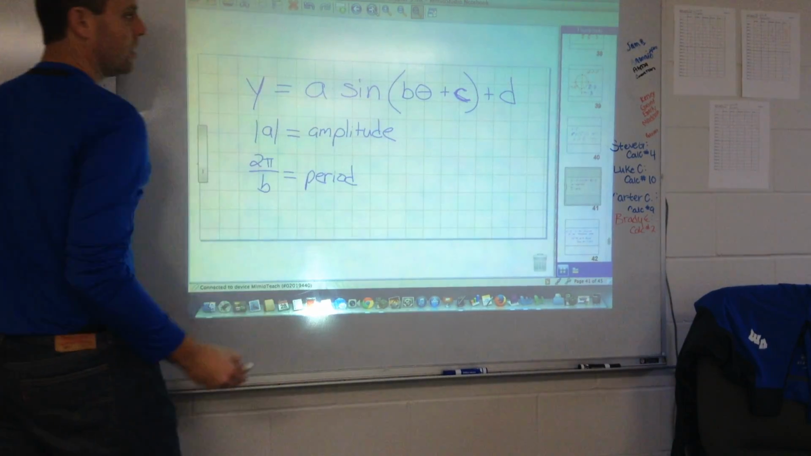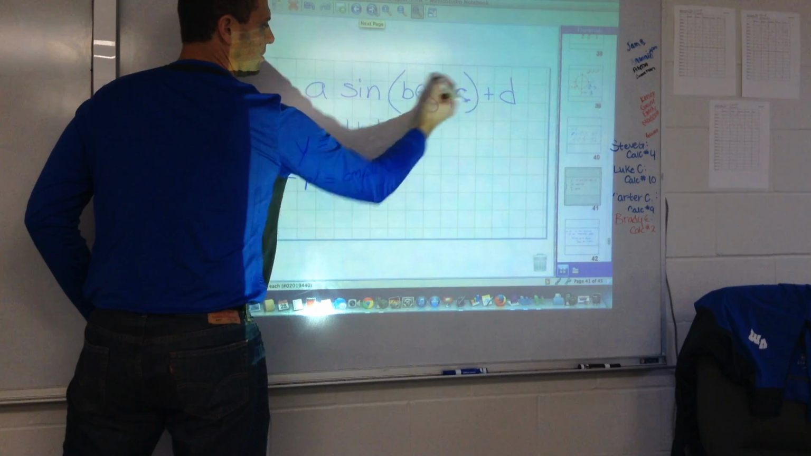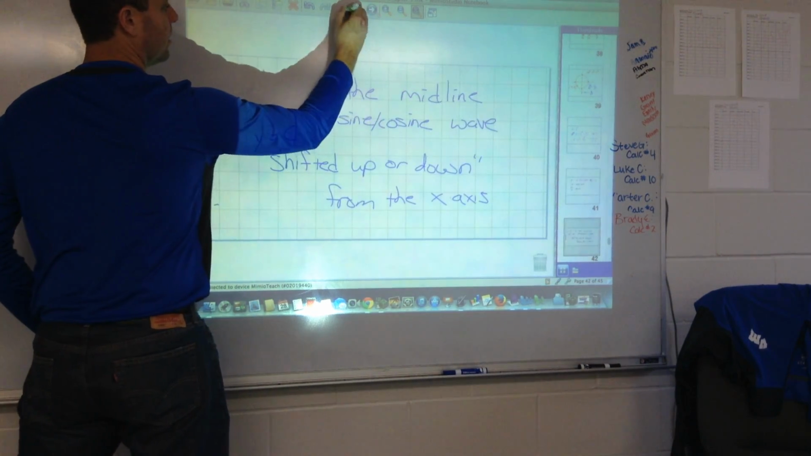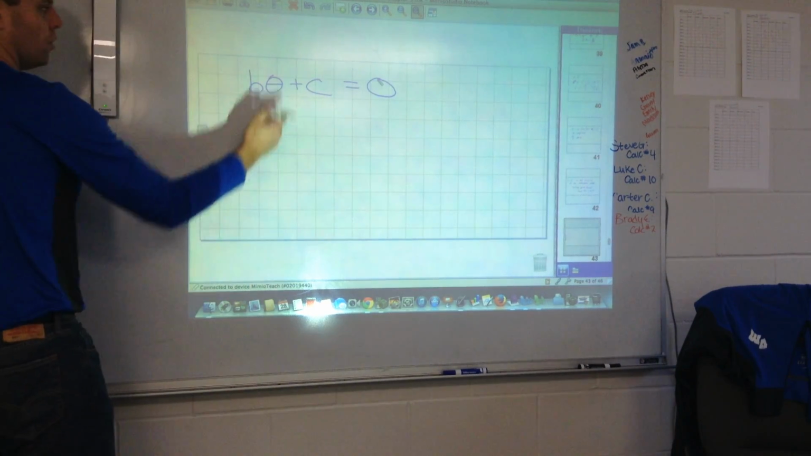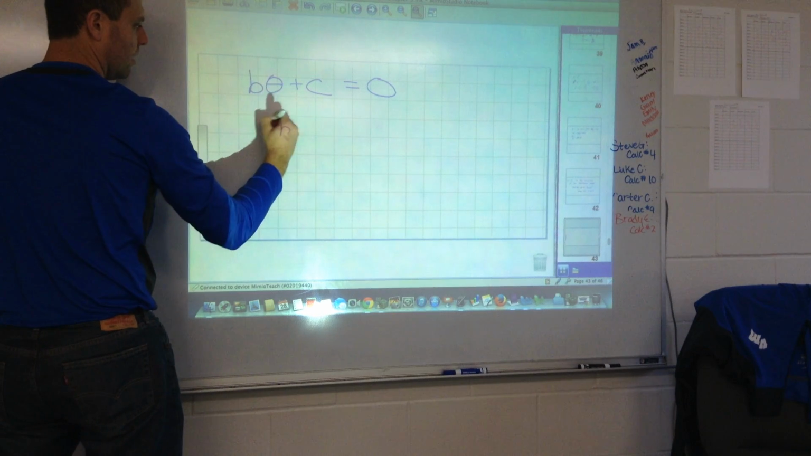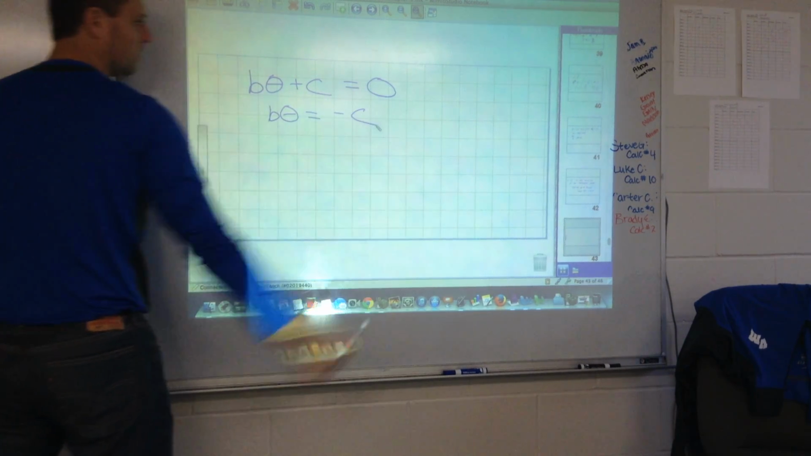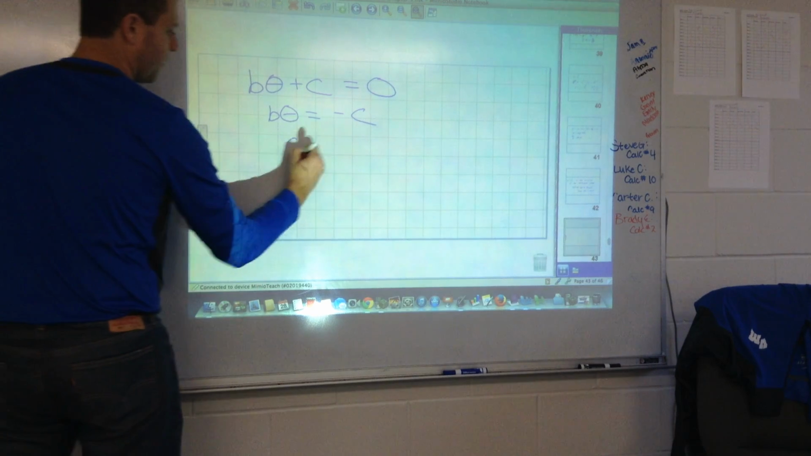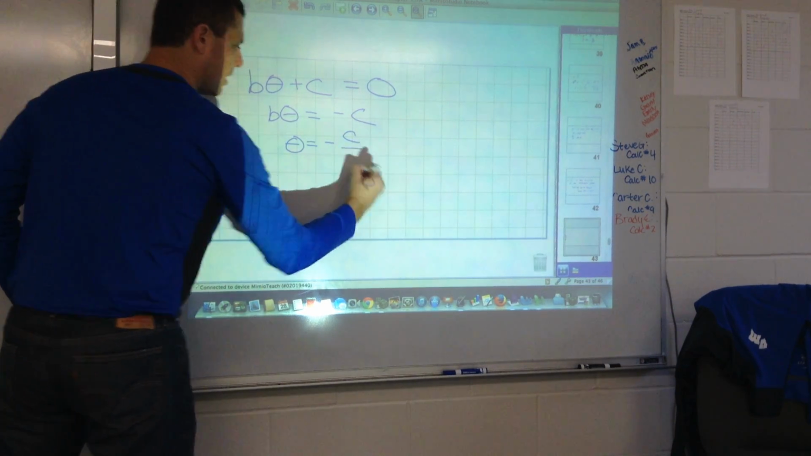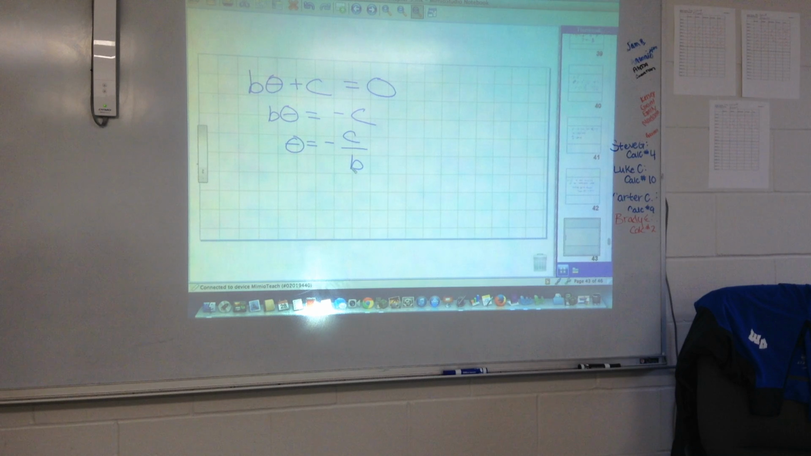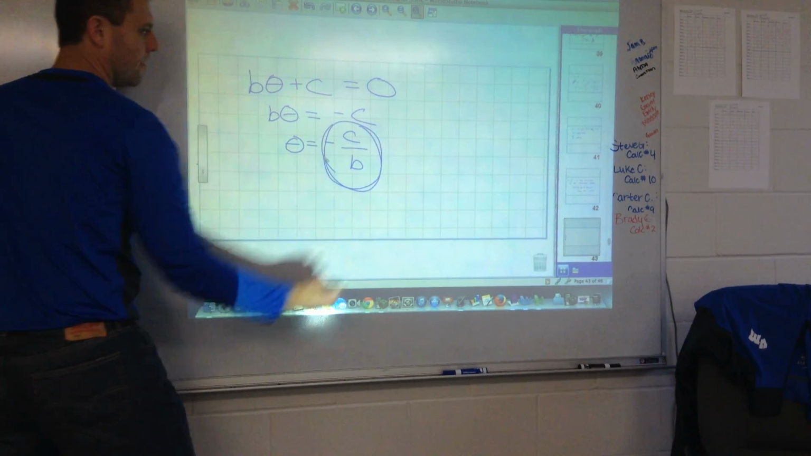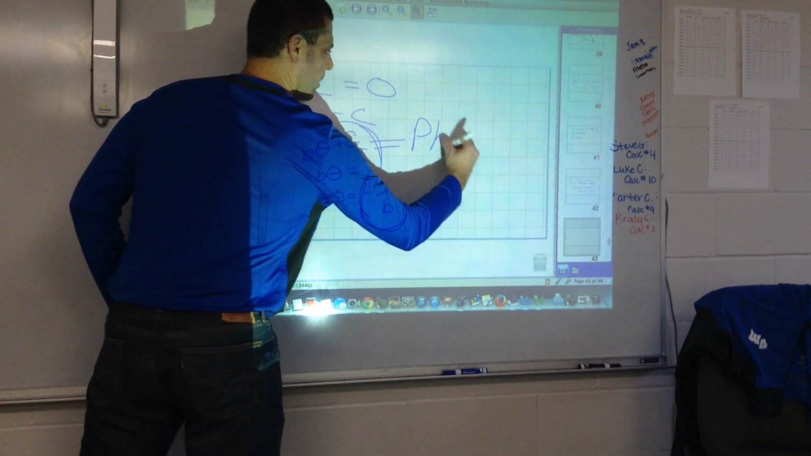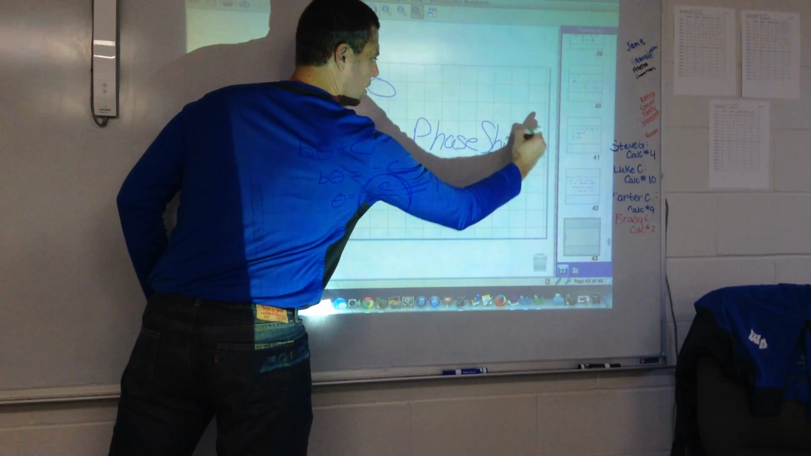In trig, if we set this, b theta plus c, equal to 0 and solve for theta, so b theta would equal negative c, right? And then theta would equal negative c over b. The opposite of c over b, sometimes you'll hear me say. This right here, that is what they call phase shift.